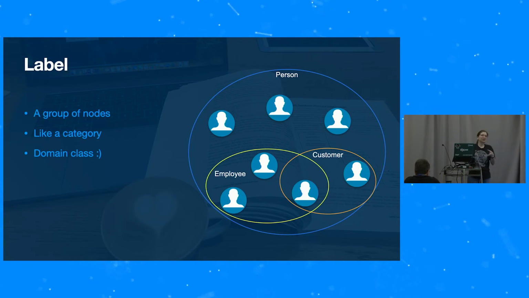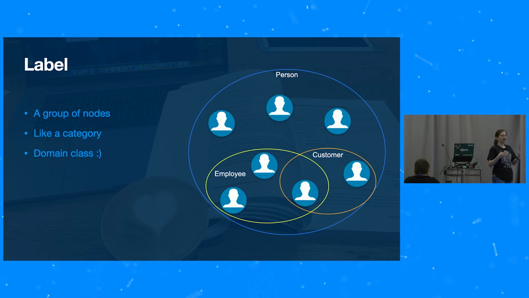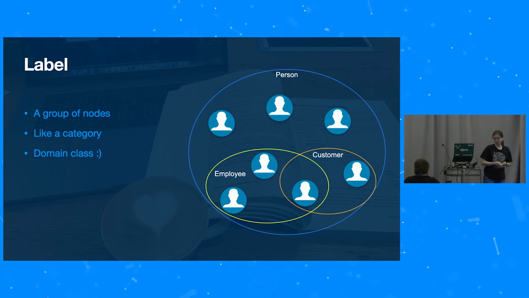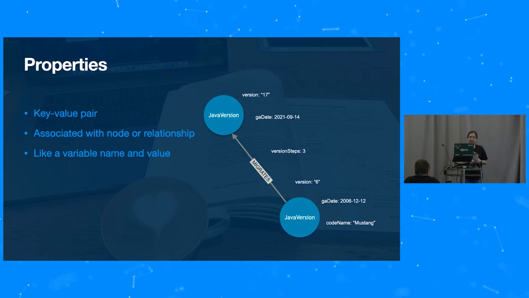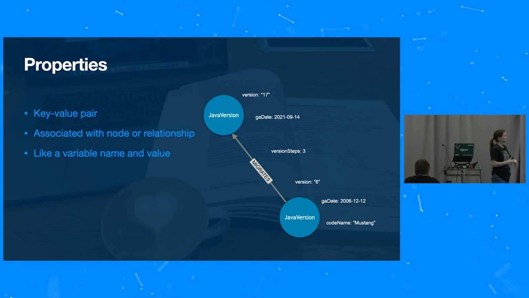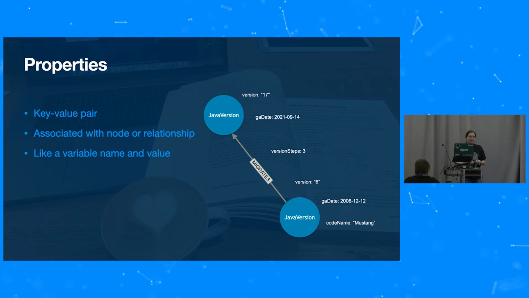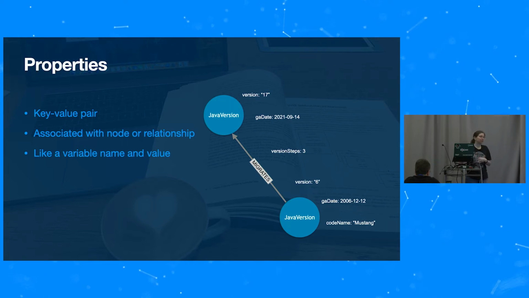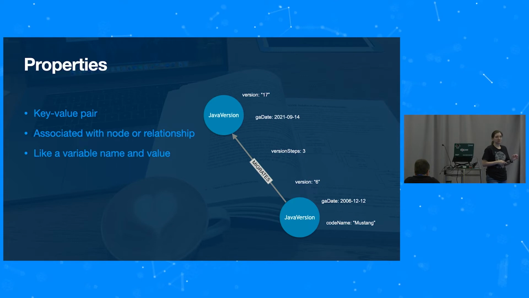This also looks very familiar to Java developers, as this is that sub-hierarchy class structure that you get, the nested classes or hierarchy classes. Properties are key value pairs. They're associated with either nodes or relationships, and the way I like to think of it is like a variable name and value. So you have the string, variable name equals variable value. Properties are going to work very similarly on Neo4j.